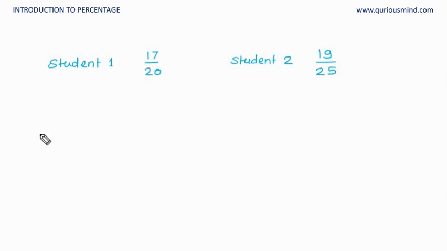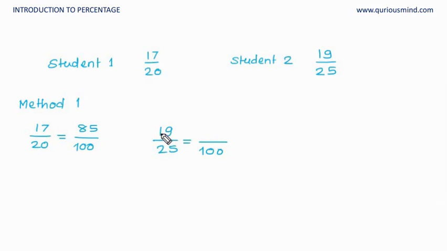There are three methods. Method 1, we find an equivalent fraction having 100 as denominator. So if I multiply 20 by 5, I get 100. So I multiply 17 by 5, which is 85. Same way, for 19 upon 25, if I multiply 25 by 4, I get 100. And if I multiply 19 by 4, I get 76. So here we see that student 1 has got 85% marks, and student 2 has got 76% marks, which means student 1 actually has got better marks.